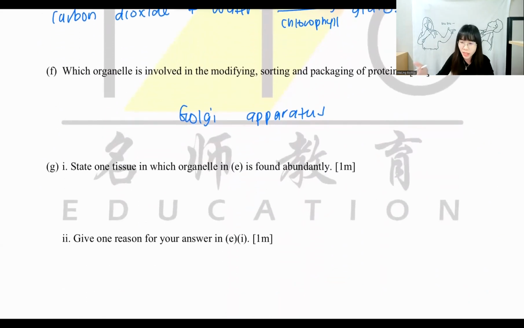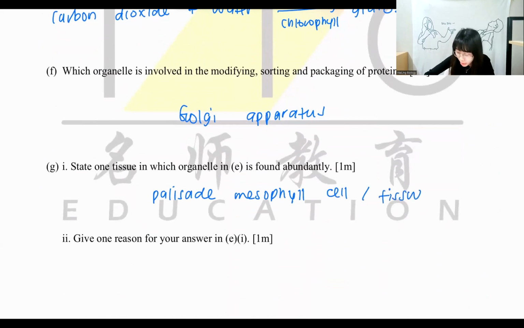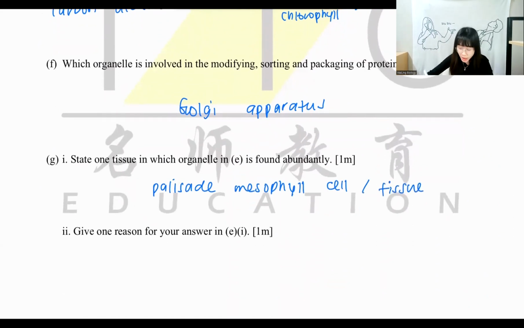Okay, you can write palisade mesophyll tissue because it's tissue, right? But you can write palisade mesophyll cell also correct. Tissue also correct, whichever you write in exam should be correct. Okay. Give a reason for your answer in G1. Why palisade mesophyll cell needs to have a lot of chloroplast? The way that they arrange closely, they arrange upright because they want to trap more sunlight. They can increase the rate of photosynthesis.